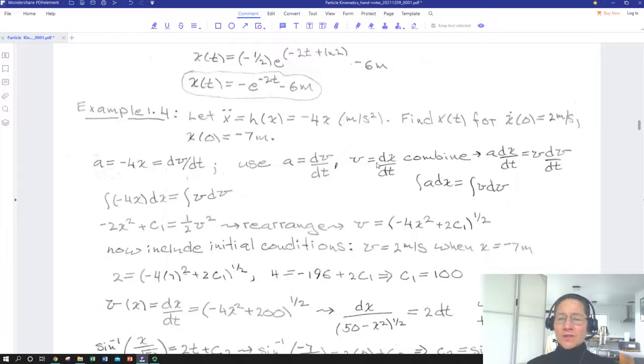So what we're going to do is take this expression here, a equals dv/dt, and multiply both sides by velocity. Except in the case of the left-hand side, we're going to express velocity this way.